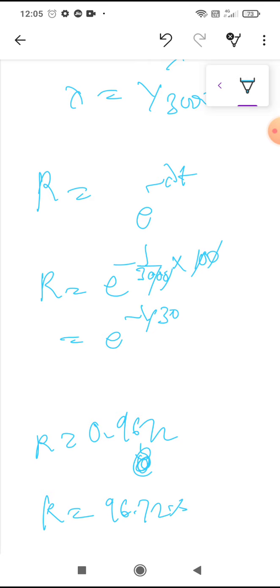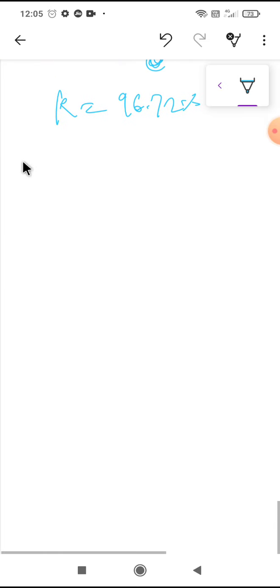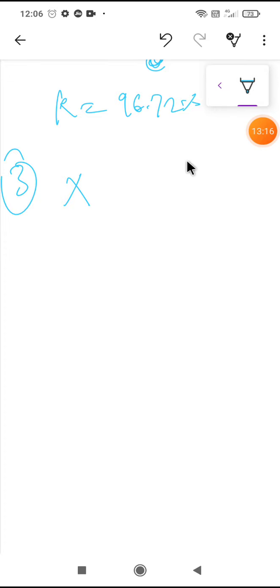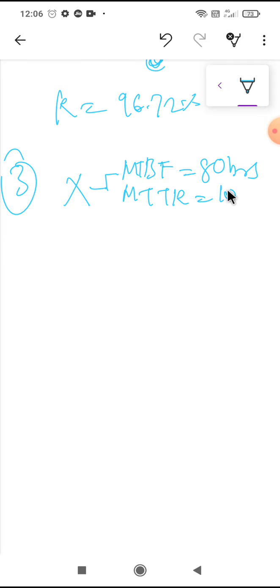We will see another example related to this. Example number 3. Suppose a product X has a mean time between failure, MTBF, equal to 80 hours, and a mean time to repair, MTTR, of 10 hours.